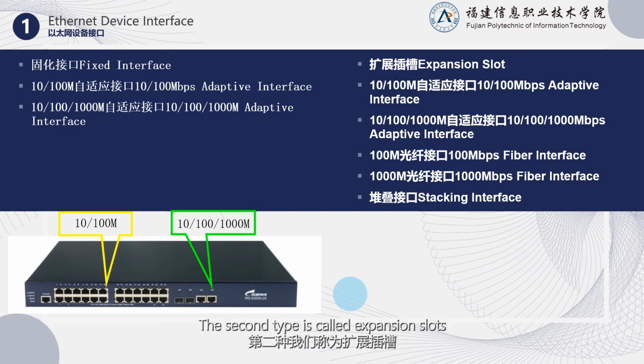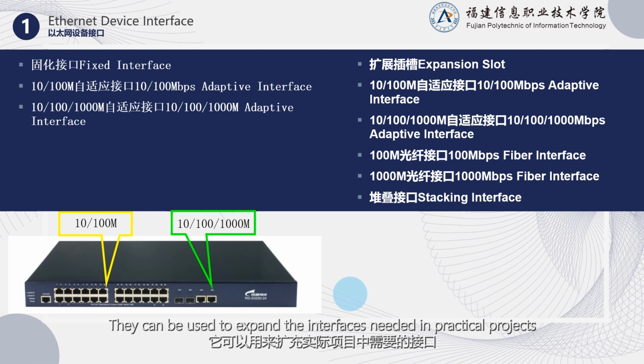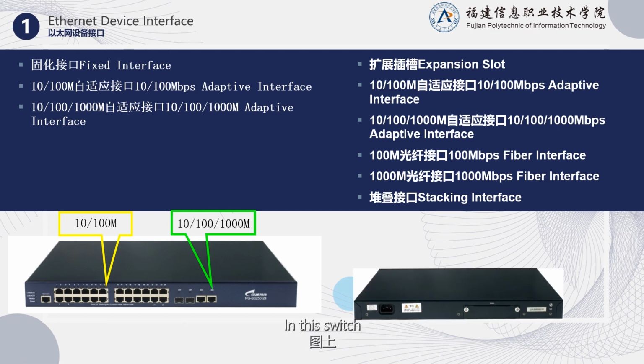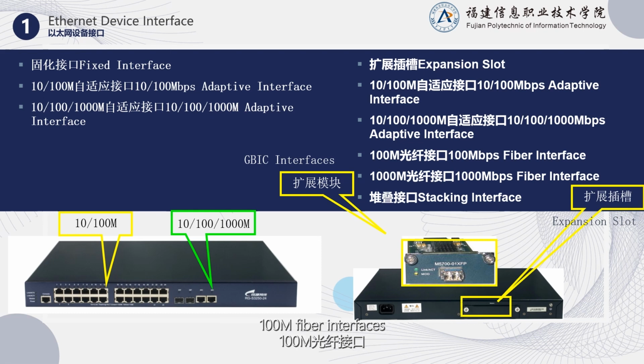The second type is called expansion slots, similar to PCI slots on computers. They can be used to expand the interfaces needed in practical projects. In this switch, there are two expansion slots at the back. We can choose to use 10/100 Mbps adaptive interfaces, 10/100/1000 Mbps adaptive interfaces, 100 Mbps fiber interfaces, 1000 Mbps fiber interfaces, stack interfaces, and so on.